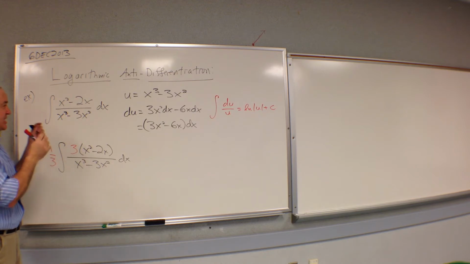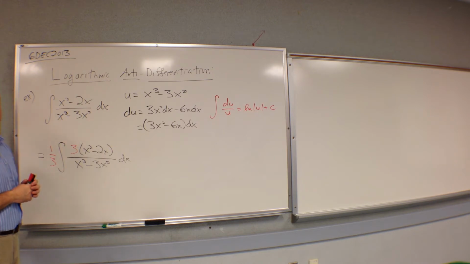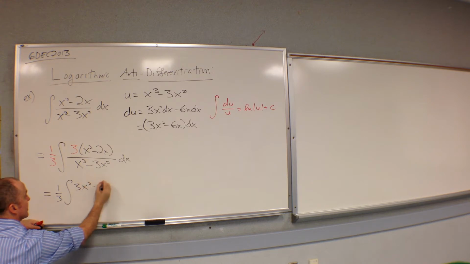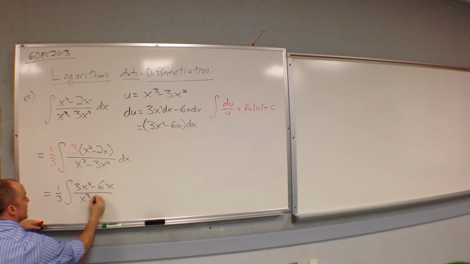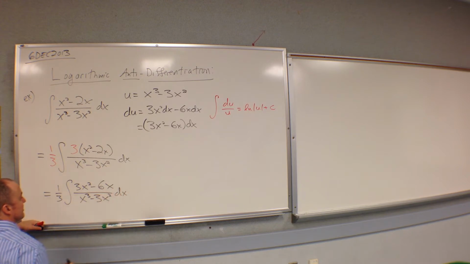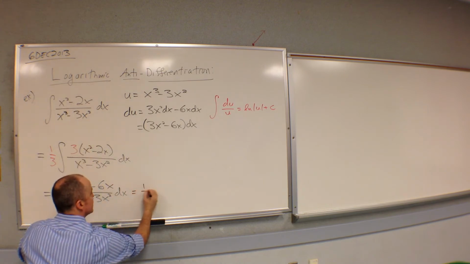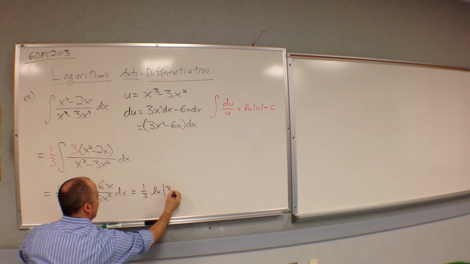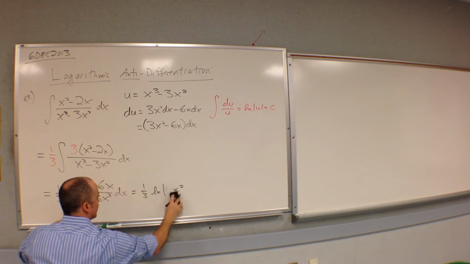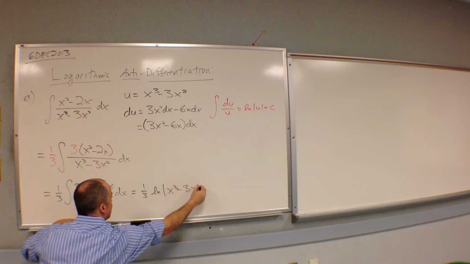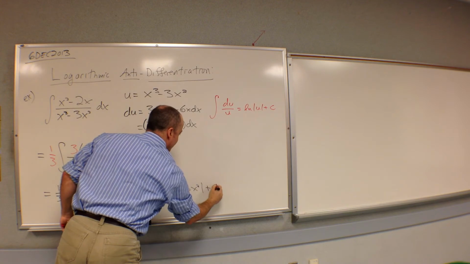Remember with u substitution, you always need a u and a du, and if you think it's going to be a natural logarithm situation, you have to have the u on the bottom and the du on the top. So this becomes 1/3 times the integral of 3x squared minus 6x over x cubed minus 3x squared dx. I now do have du over u. So this is 1/3 the natural logarithm of the absolute value of, sorry to write the wrong one, be careful with that, it's easy to do, x cubed minus 3x squared. Never forget the plus c unless it's a definite integral.